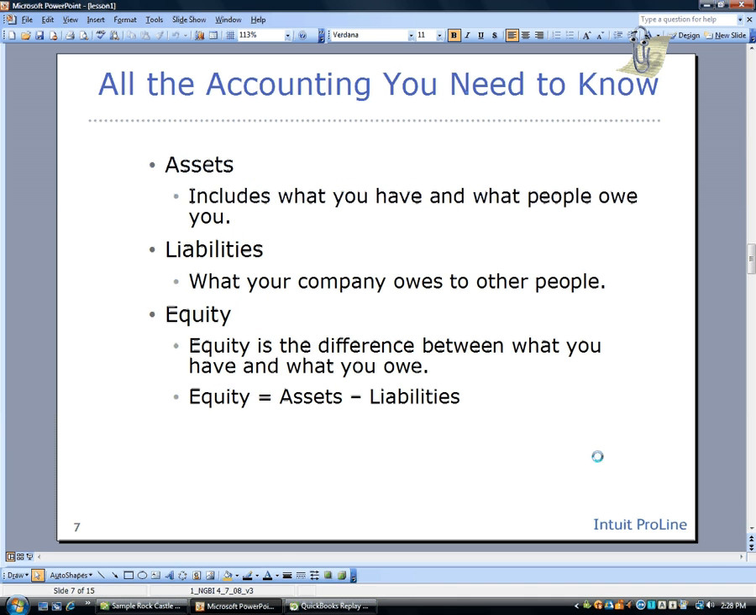Assets include what you have and what people owe you. Liabilities is what your company owes to other people. Equity is the difference between what you have and what you owe. Equity equals assets minus liabilities.